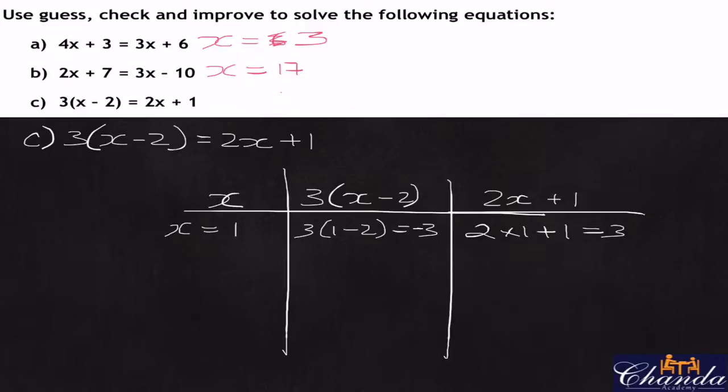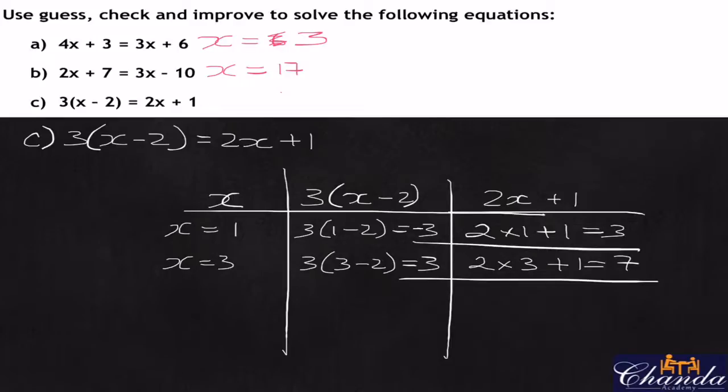Alright, so let's go up a little bit. So let's try x equals 3. So we have 3 bracket 3 minus 2. So 3 times 1 gives me 3. And then we have 2 times 3 plus 1, which gives me 7. There you go, we're getting closer. So this was 6 apart, and now this is 4 apart. Let's try x equals 6, all right? Let's see what that gives us. 3 bracket 6 minus 2, so the bracket gives me 4, so 3 times 4 is 12. Then we have 2 times 6 plus 1, which gives me 13. There you go, we're only 1 apart.